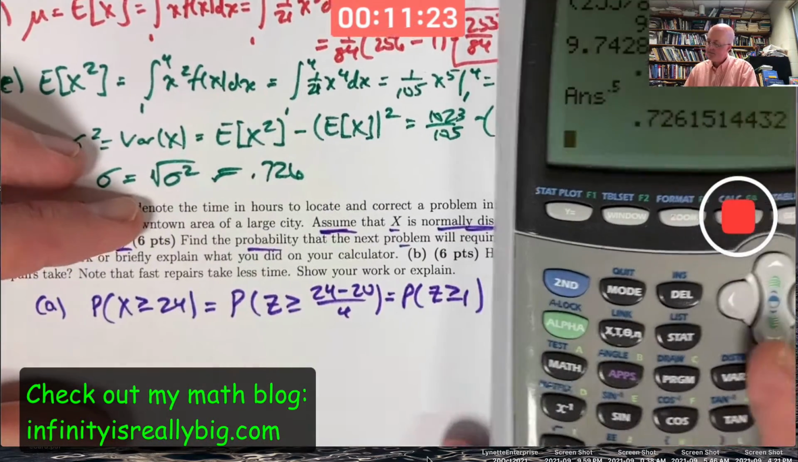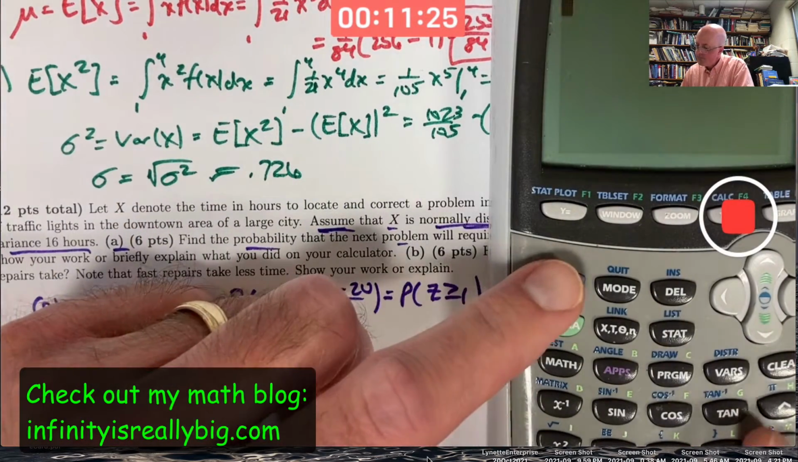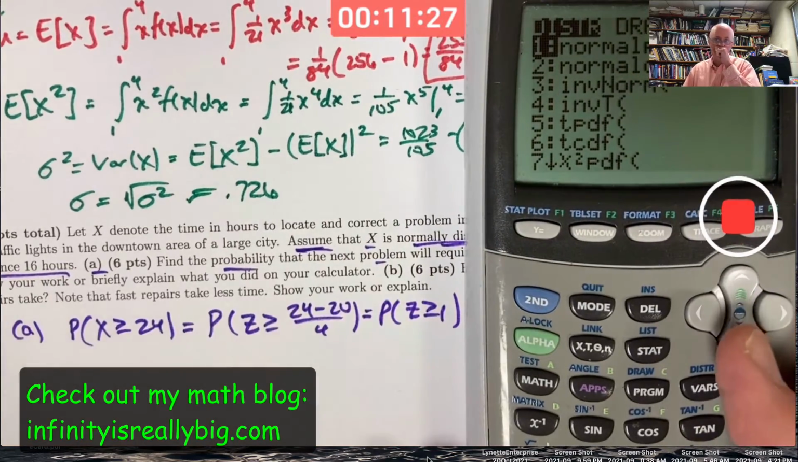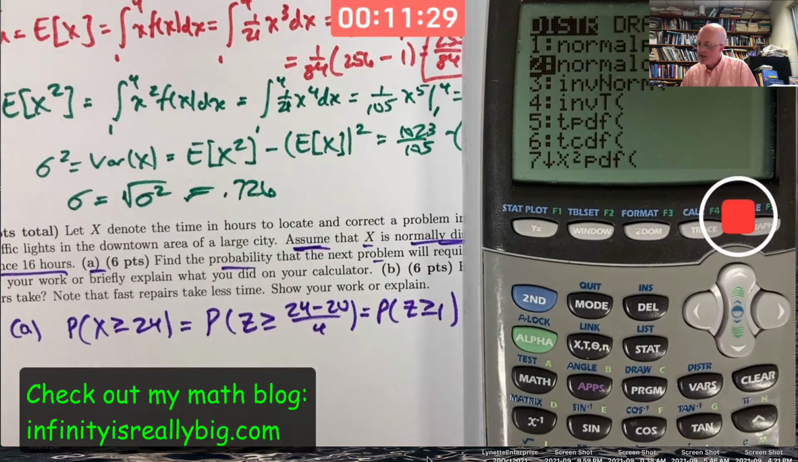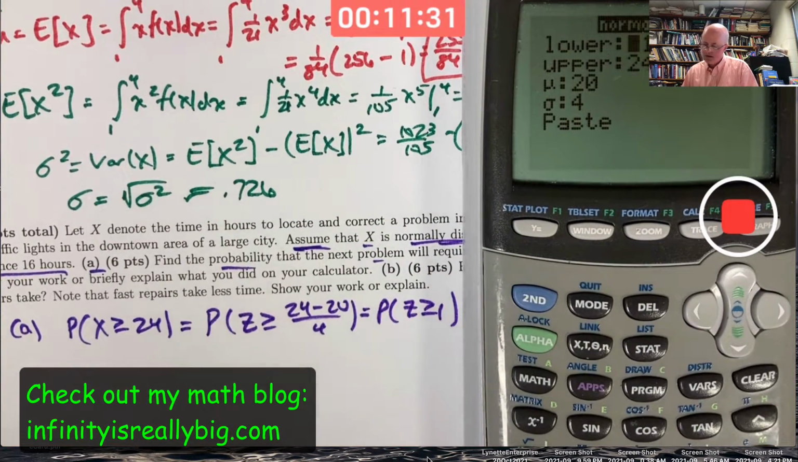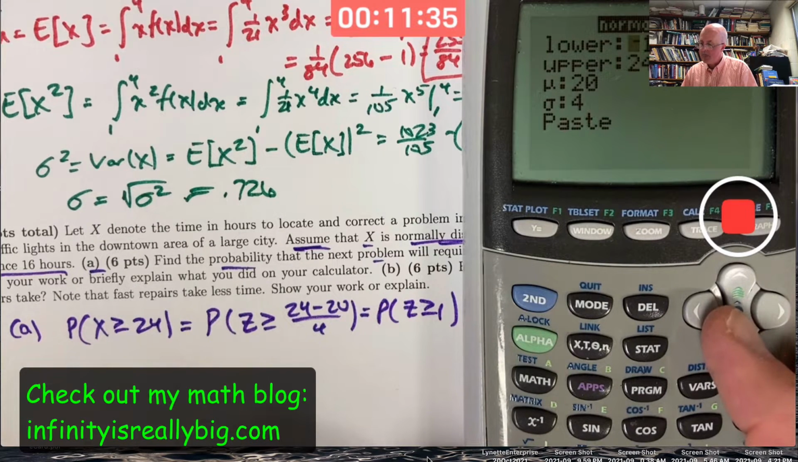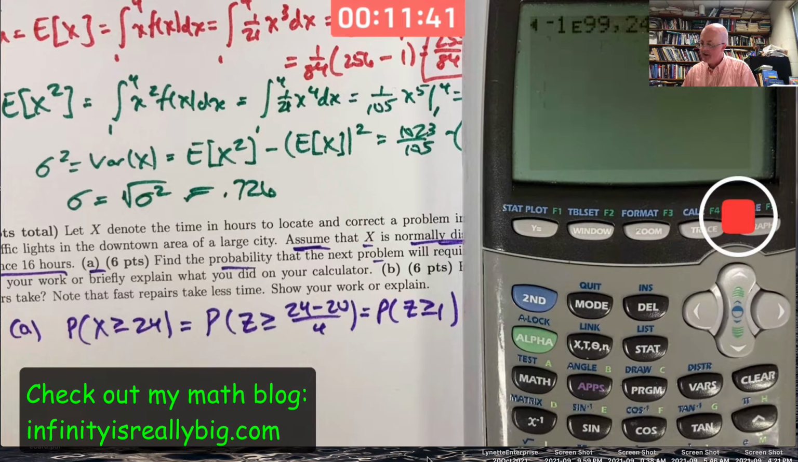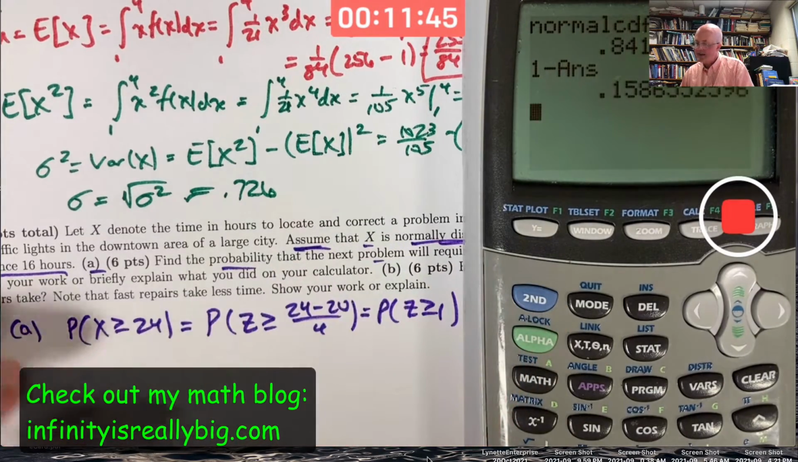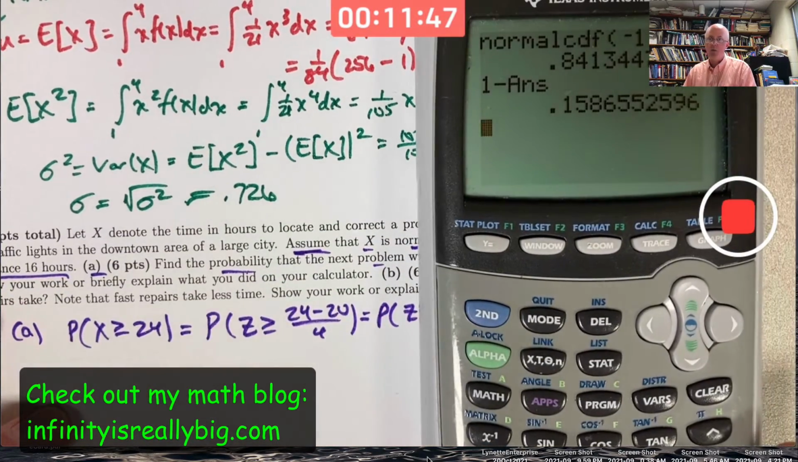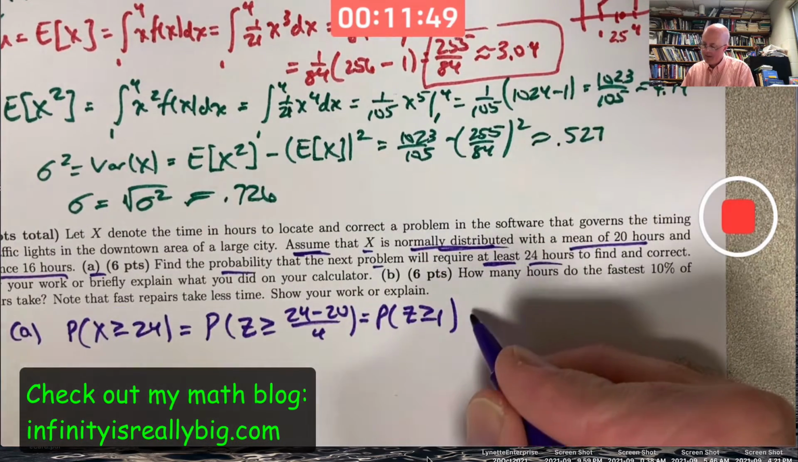With a calculator, you can go to the distribution menu, go to normal CDF. We could do it for the original distribution, which actually I already have in here. Upper value of 24, mean of 20, standard deviation of 4. This is going to be a CDF value, so the answer we want is 1 minus this. And yes, that is close to 16%. So this is about 0.159.